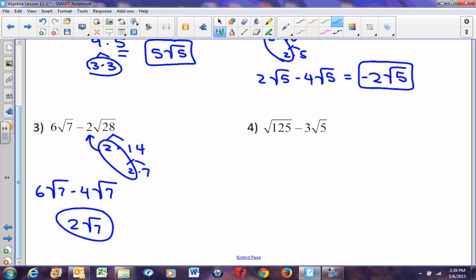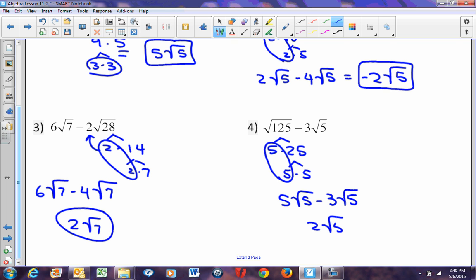Square root of 125 minus 3 square root of 5. Well, square root of 125 is 5 times 25, and 25 is 5 times 5. So I now have 5 square roots of 5 minus 3 square roots of 5, which becomes 2 square roots of 5.